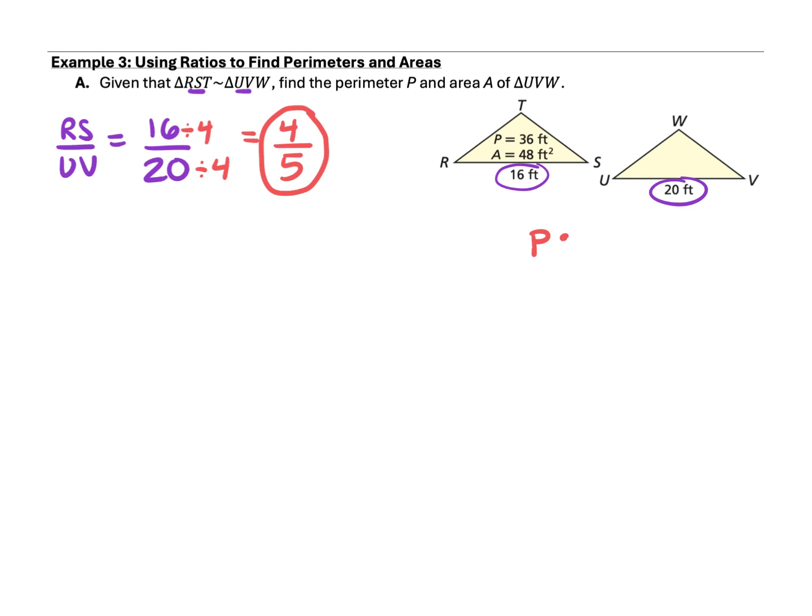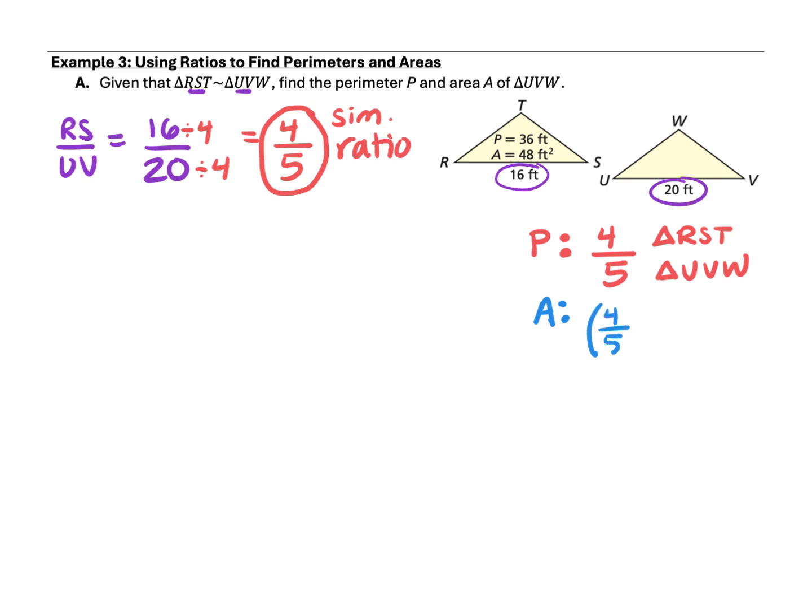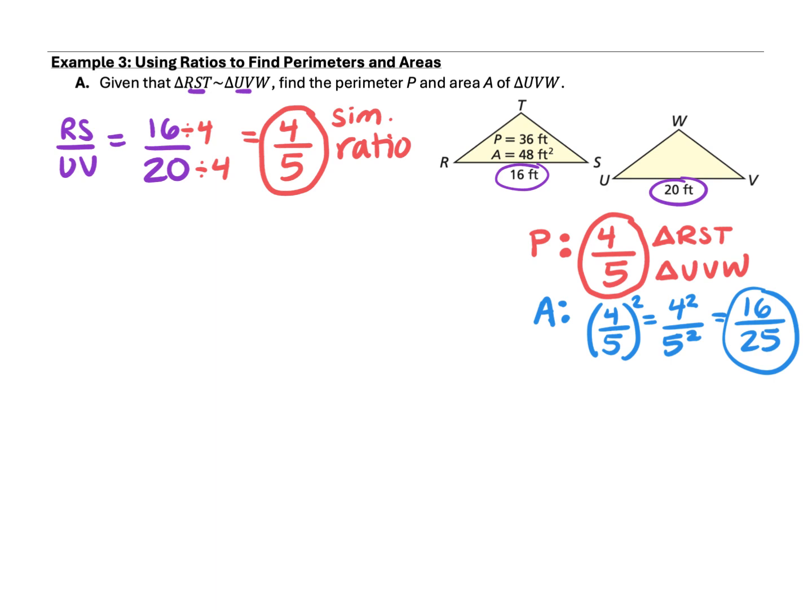So the perimeter ratio is going to be the same as the similarity ratio. So my perimeter ratio is going to be 4:5, where 4 corresponds again with the triangle RST, and the 5 corresponds with that bigger triangle, triangle UVW. The area ratio, though, is going to be different because for our area ratio, we have to take the similarity ratio of 4/5 and square it. We have to remember that we need to square the numerator, the 4, and the denominator, the 5. Well, 4 squared is 16, and 5 squared is 25. So the ratios that we can use to compare the areas are 16 over 25, and for the perimeters, we'll use 4/5. Let's go ahead and start with the perimeters.